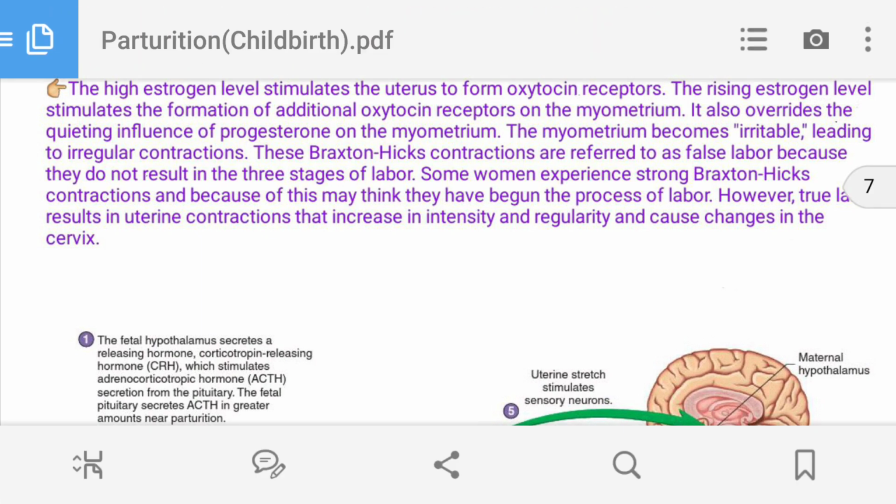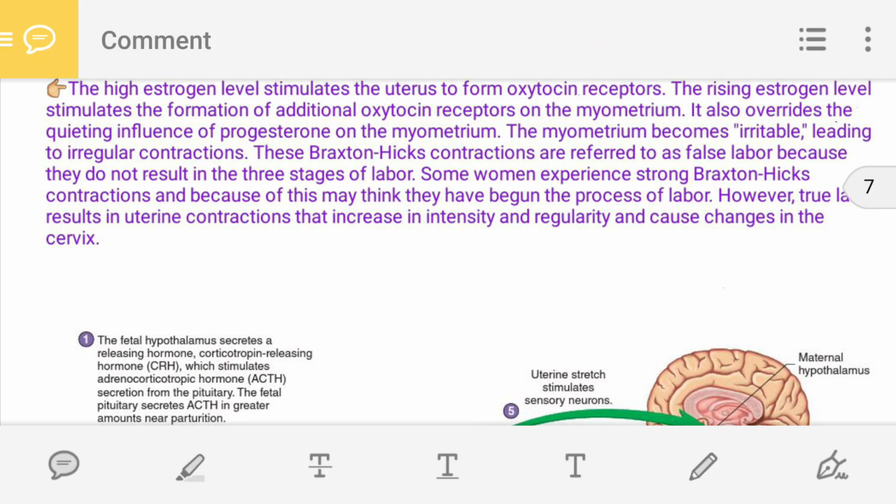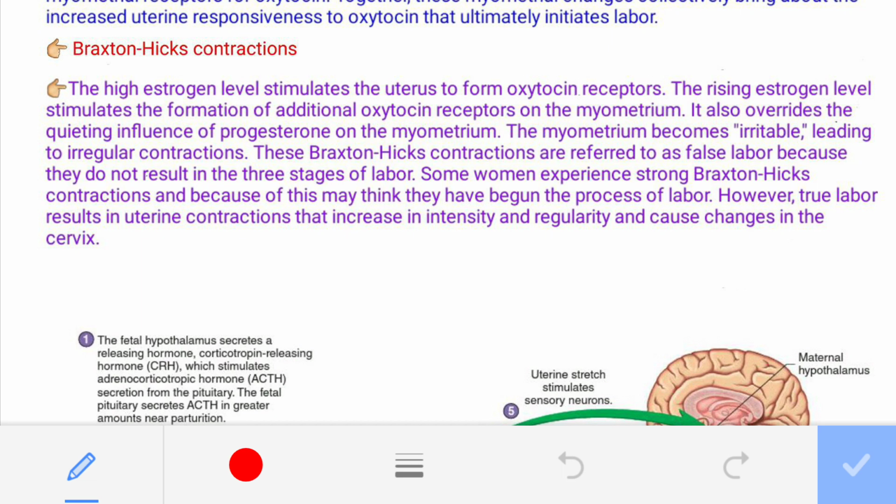So here now we are discussing the Braxton-Hicks contraction. Now, what is this? What are these Braxton-Hicks contractions? Now, as I told you earlier, the placenta is producing a large amount of estrogen, and this high level of estrogen is stimulating the uterus to form the oxytocin receptors.